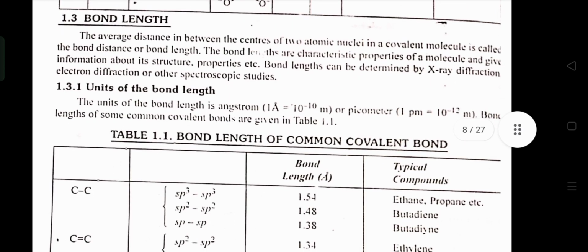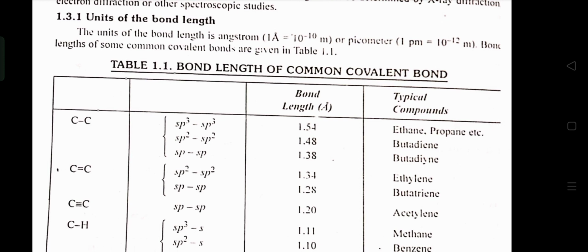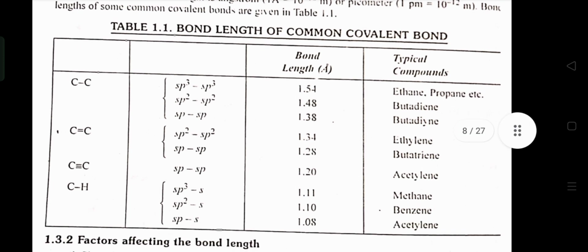Bond length. The average distance between the centers of two atomic nuclei in a covalent molecule is called bond distance or bond length. Bond length is a characteristic property of a molecule and gives information about its structural properties. Bond length can be determined by X-ray diffraction, electron diffraction, or other spectroscopic studies. The unit of bond length is Angstrom or picometer. Bond lengths of some common covalent compounds are given.